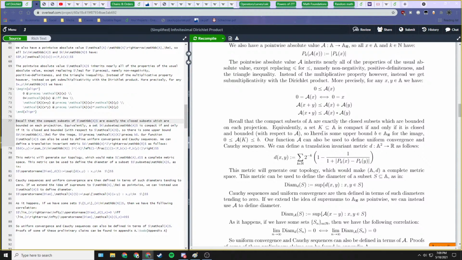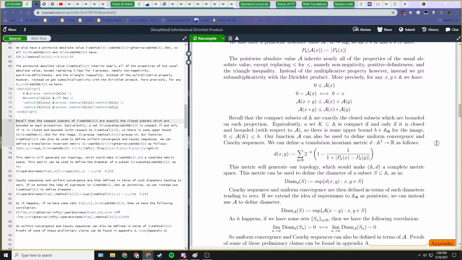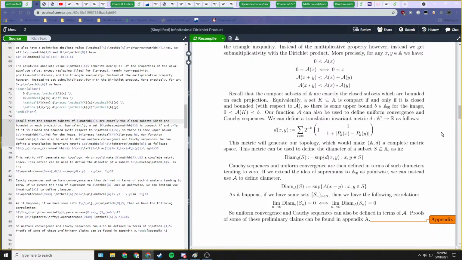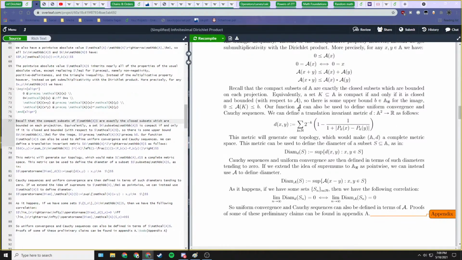So that's a really nice characterization of compact sets, and we will use that because compact sets have a lot of usefulness for proving continuity and different sorts of convergence. So we'll be using that several times. Our a function can also be used to define uniform convergence and Cauchy sequences. Normally these would be defined in terms of a distance function, but we're going to define them in terms of our a function.